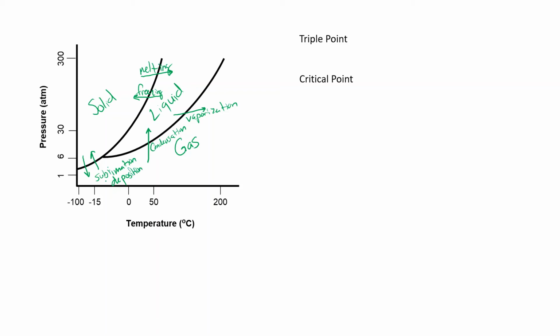Sublimation and deposition are occurring at this solid to gas boundary right here, where you don't have to go through liquid. If you want to go from solid to gas, you can melt it and then vaporize it, or you can just sublimate it and go straight from solid to gas. If you reduce the pressure enough, if you reduce the temperature enough, that allows that to occur there.